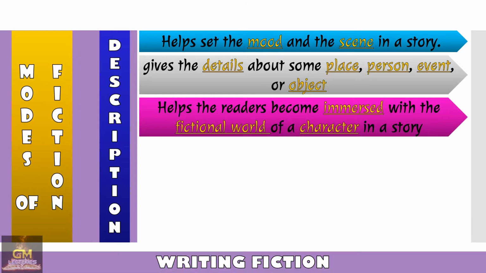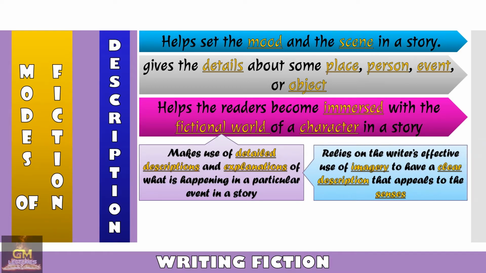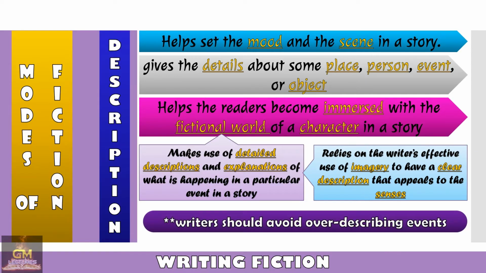It also helps the readers become immersed with the fictional world of a character in a story because it makes use of detailed descriptions and explanations of what is happening in a particular event in a story. As such, it relies on the writer's effective use of imagery to have a clear description that appeals to the senses. Now, it is worth noting that while it is important to have a clear description of what is going on in a particular event, writers should avoid over-describing events in order to avoid giving too much information about what is happening in that particular scene.